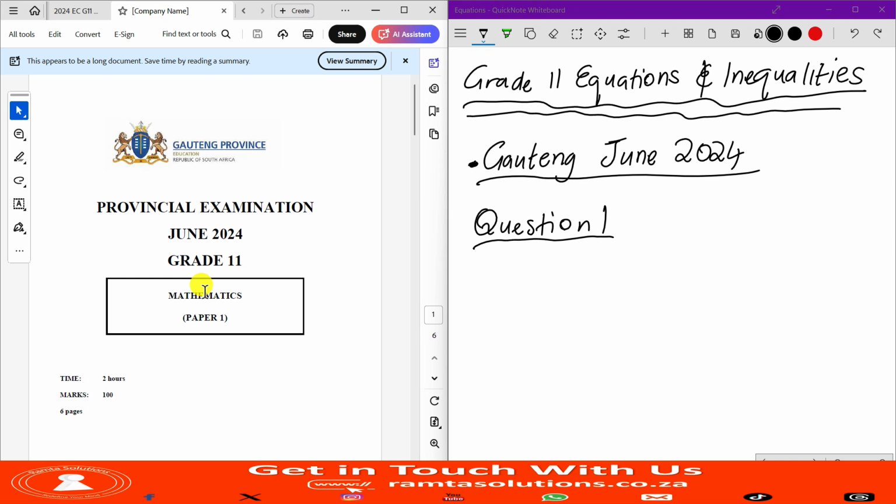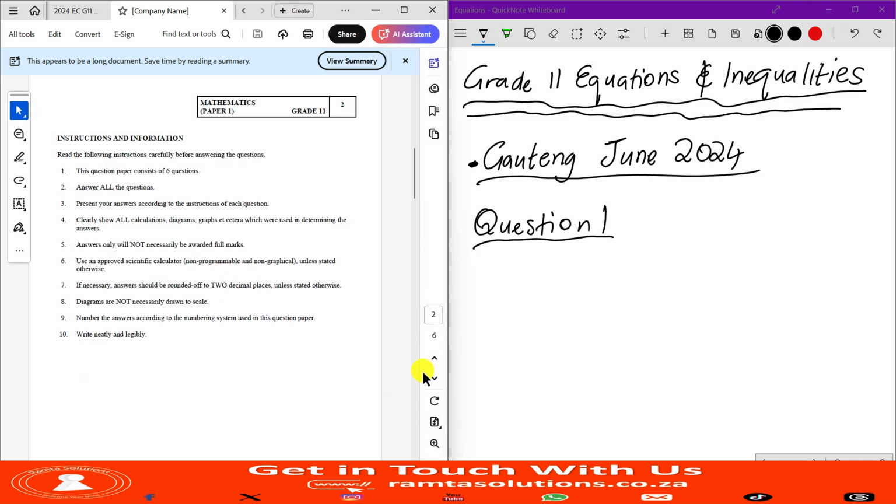Today the question paper that we are looking at is the Gauteng province's Mathematics Paper 1 of June 2024. Because this is an exam question paper, it's important that we read the instructions. Remember, all the instructions are important, but I'm going to read just a few, not all of them.